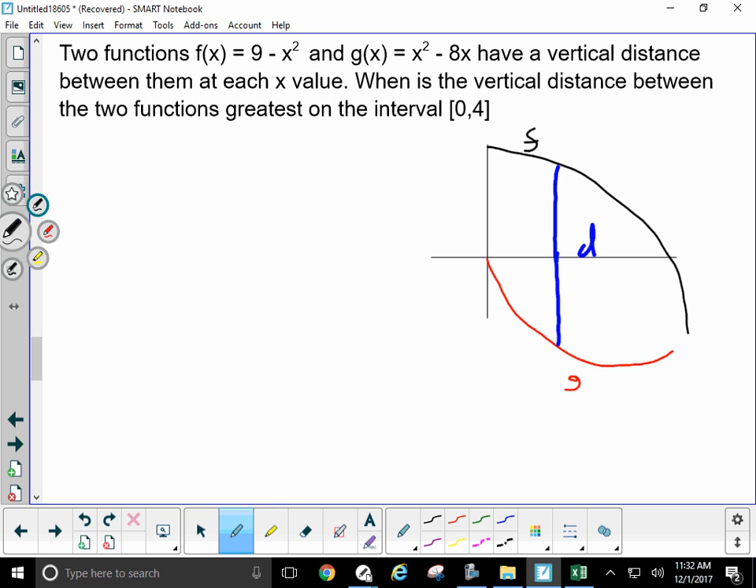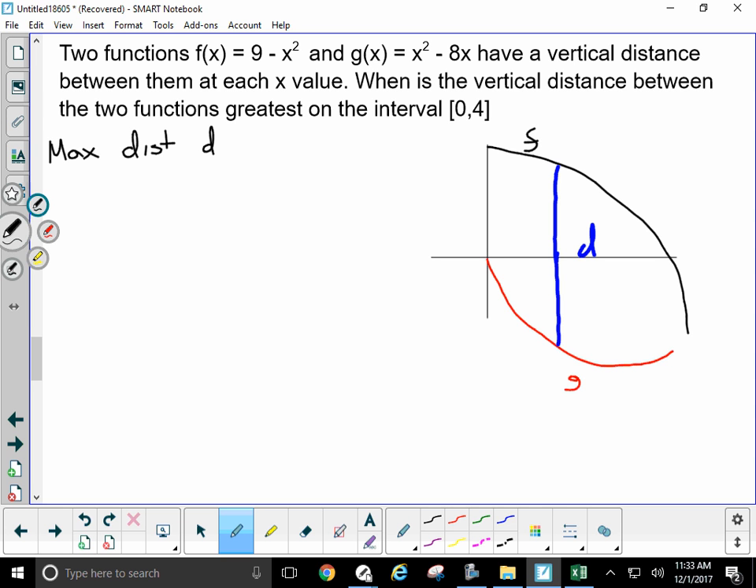Now, we want to find the max distance, or d. So you're immediately thinking, okay, I'm going to take the derivative of my distance and set it equal to 0. That's what you should be thinking. It's that simple. But you just need an expression for d. Once you have an expression for d, you can set the derivative equal to 0.